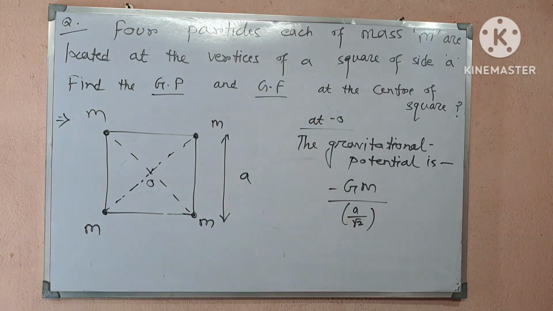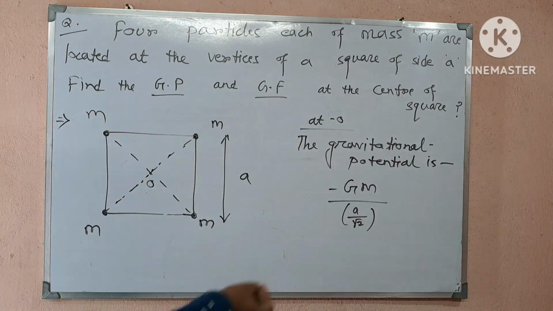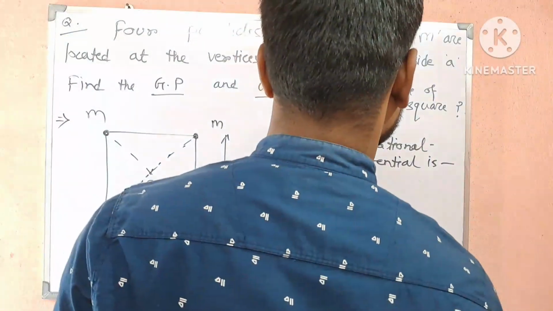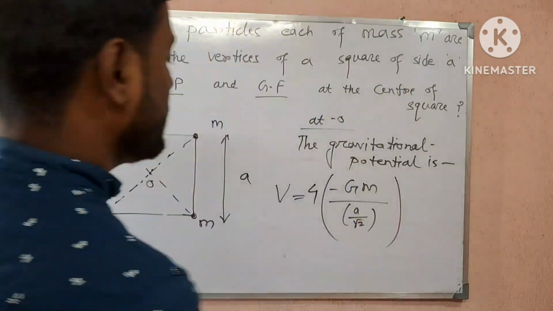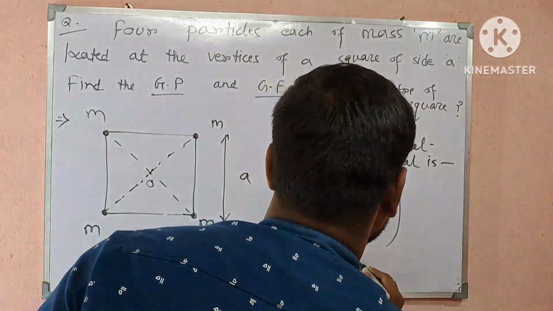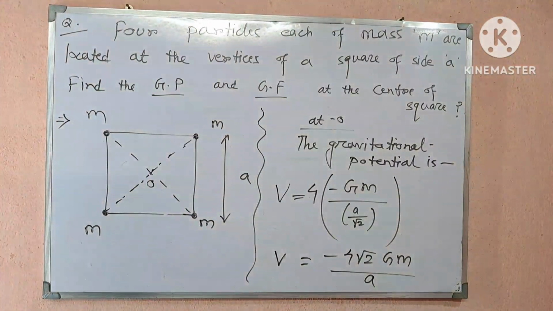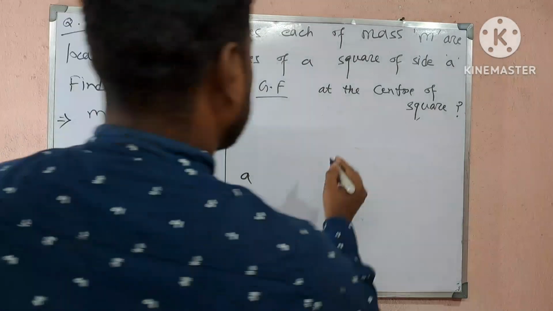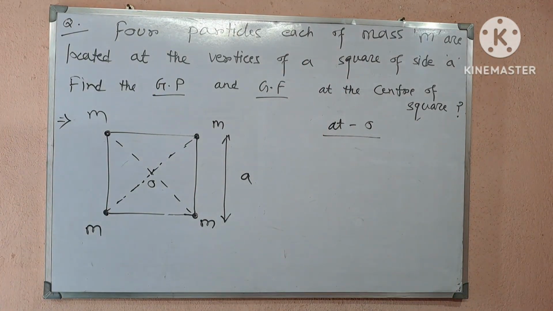Since gravitational potential is a scalar quantity, the potentials due to all four objects of mass m will add. So the total gravitational potential is V equal to 4 times minus Gm divided by A by root 2. So V equals minus 4 root 2 Gm divided by A. This is the gravitational potential at O. Now we will find the gravitational field at O. What will be the value of the gravitational field at O?